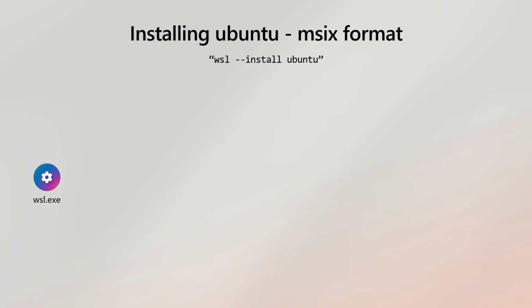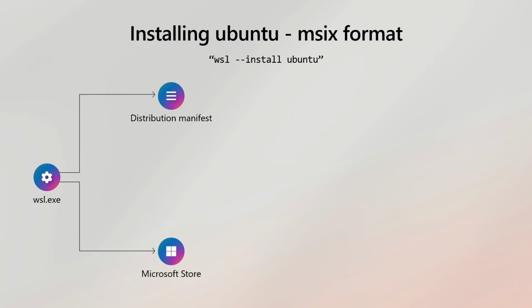And the first thing that WSL.exe would do would be to look up the distribution manifest. This manifest is something we'll get back to later, but essentially it's a list of all the distributions that are available for install with WSL install. And it contains a bunch of metadata about the architecture, the name, the version, and such. And here we're going to use this manifest to get information about the Windows app that contains the distribution. And we're going to give this information to the Microsoft Store.